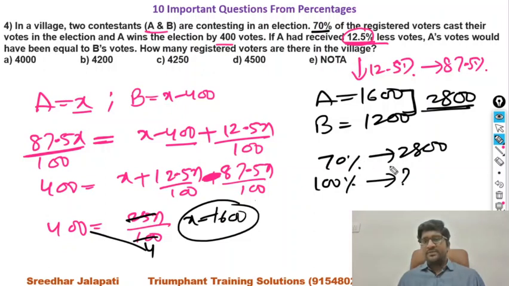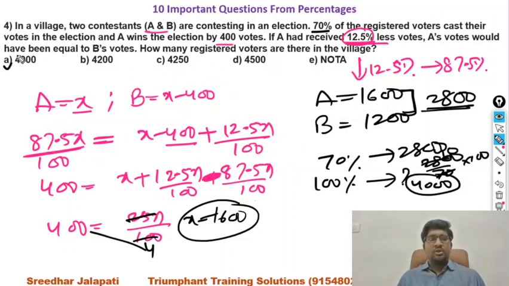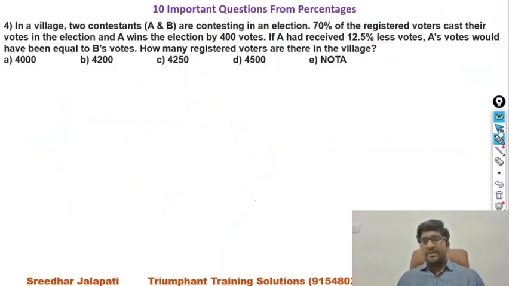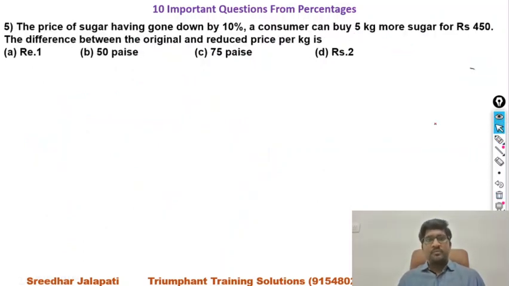So if I simplify this further, you will get it as 2800 by 70 into 100, and 7 fours are 28. So you will get it as 4000. Therefore the total registered votes is 4000, because whatever the votes polled to A and B together is only 70%. Then we know 70% is 2800. You have to find total registered votes, that is 100%. Thank you. And let's move to the fifth question.